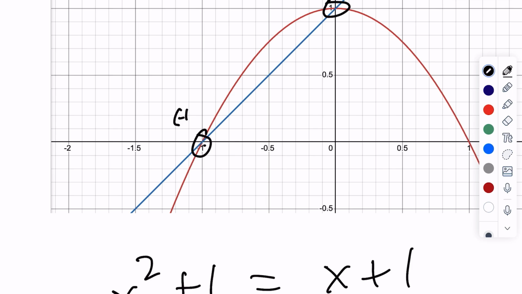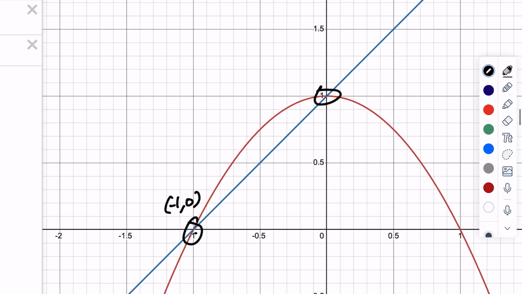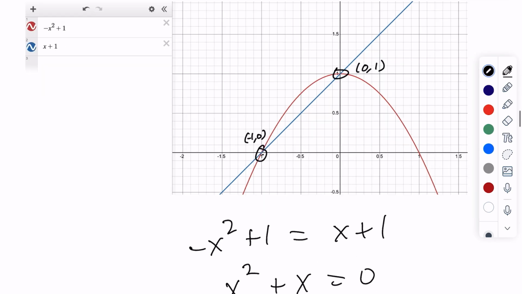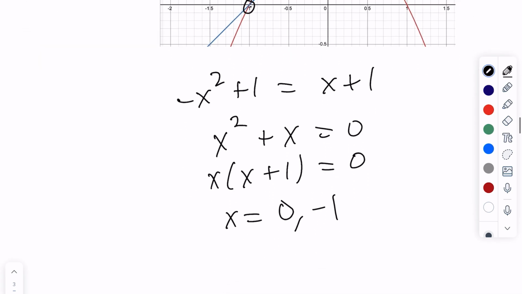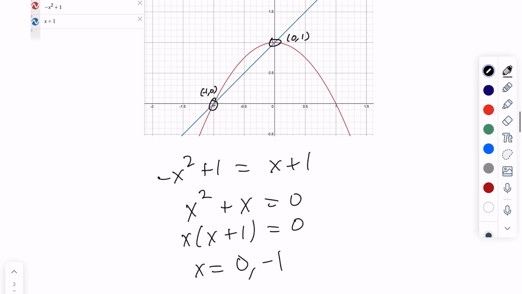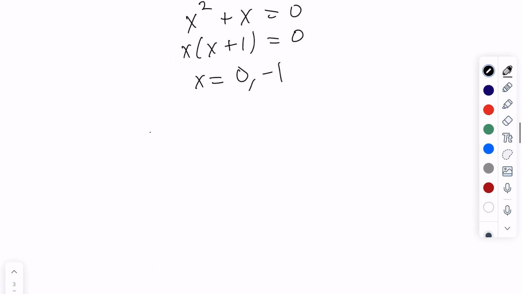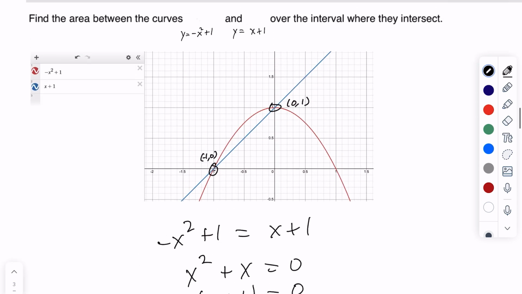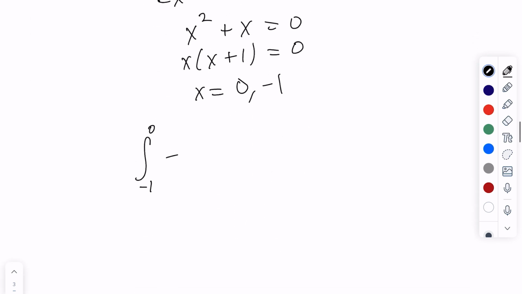This is negative 1, and this is 0, 1. Okay, so now these are our bounds of integration. So when we integrate, we're going to integrate from negative 1 to 0, and we'll integrate the top function, which is minus x squared plus 1, subtracting the bottom function, x plus 1.